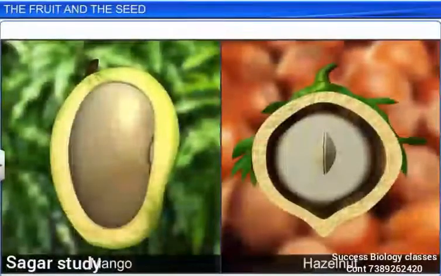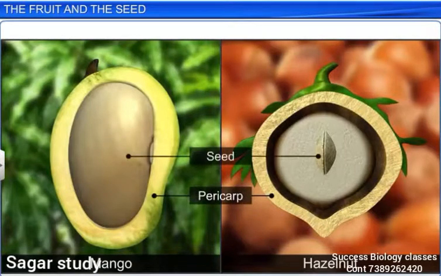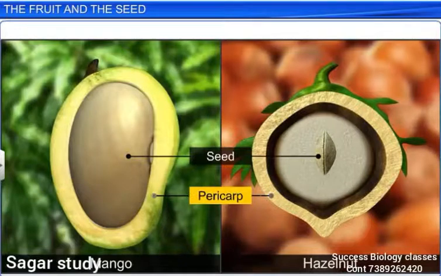Typically, a fruit is made up of 2 parts: the pericarp and the seed. The pericarp is the fruit wall, and it can be thick and fleshy as in mango or dry as in hazelnut.